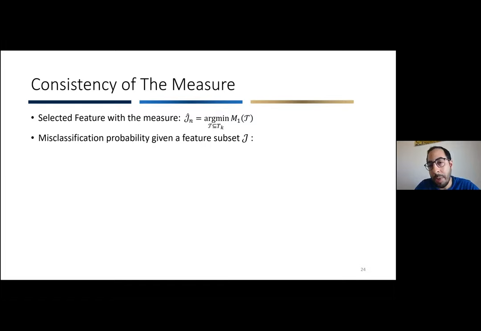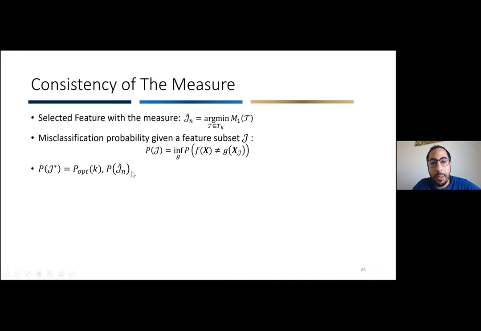And by consistency, I mean this. Suppose we're using the measure that I was talking about, this M1, and suppose we were doing exhaustive search over all feature subsets of size k, then we have this j hat of n. And let's look at this probability of j, meaning that if we fix a feature subset, what is the minimum misclassification probability that we can get? That's this optimization problem where we are searching over all j's. And that's a function of this subset j. So if I put this optimum feature subset, then I get the optimum loss function.